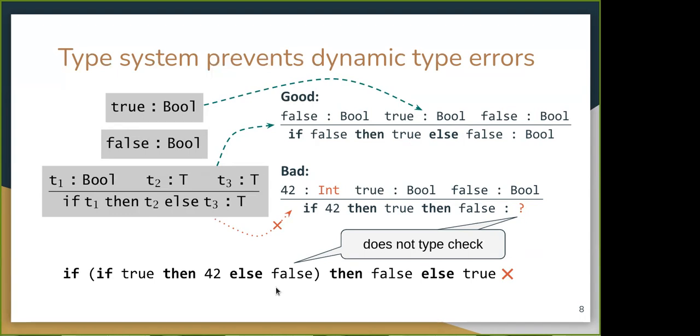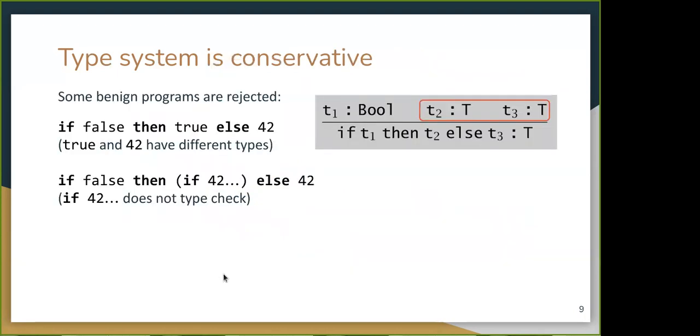Which means that although in this case we did rule out a bad program, right? This one we know had 42 in the condition, and then it errored dynamically. But because we are doing the static approximation, it means that we'll also have to conservatively reject some programs that might at runtime actually be completely benign programs. So I have two examples here. One.